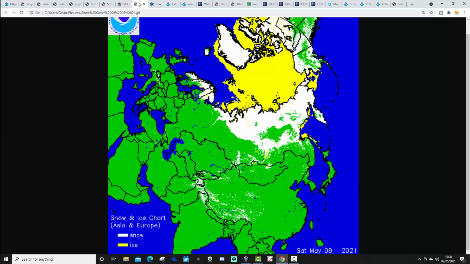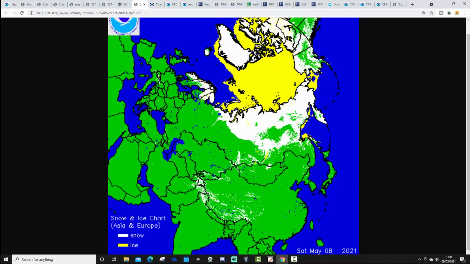This is how Eurasian snow cover is looking. So, still continue to lose snow, of course, from Siberia and from Eurasia. The snow line now is through there. And beginning to disappear around here as well, by the way.